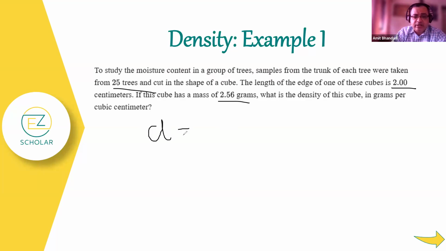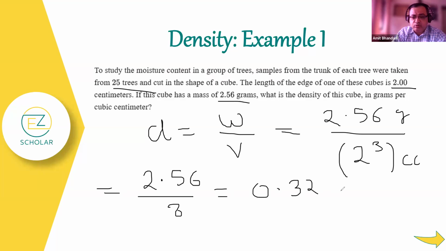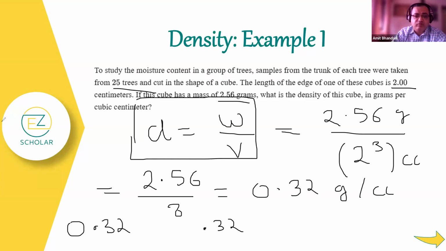Now, density is equal to mass per unit volume. In this case, 2.56 grams is the mass divided by 2 raised to the power 3 cubic centimeters, which is the volume. So this is 2.56 divided by 8. And if you solve it, you will get 0.32 grams per cc as the answer. So the answer can be written as 0.32 or .32. Either of these is correct and will get you the credit that you deserve. So the formula you need to remember is density is equal to mass over volume.